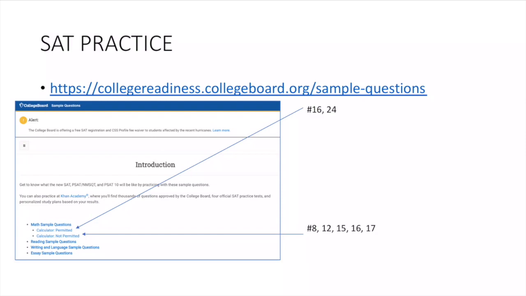Here again are practice questions. Some sample questions right from the College Board. Try those out, and again we'll go through some practice tests on Tuesday.